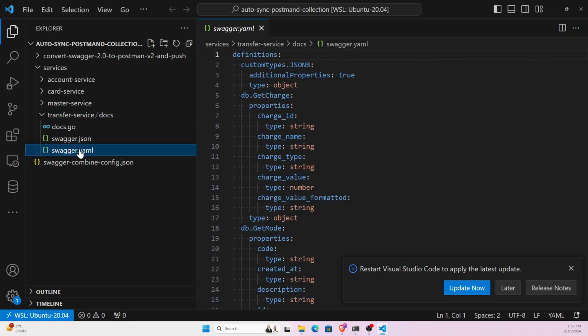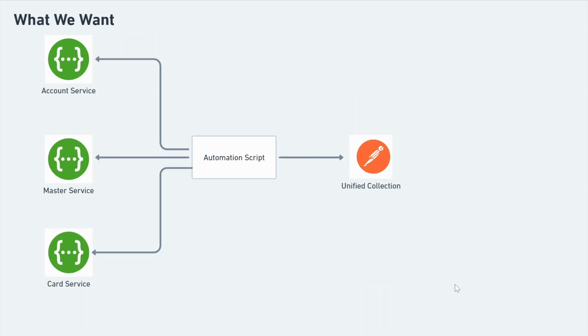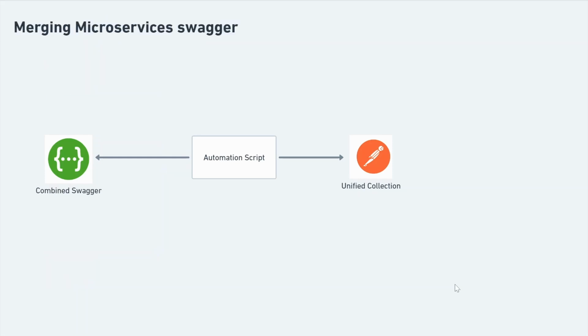But there is a small problem. The script that we are using for Swagger to Postman conversion maps one Swagger doc to its individual collection. Meaning, if I have 25 microservices, I have to deal with 25 Postman collections. But I don't want this behavior. I want a single collection for all my microservices. That is why I'll be merging multiple Swagger docs into a single Swagger doc.